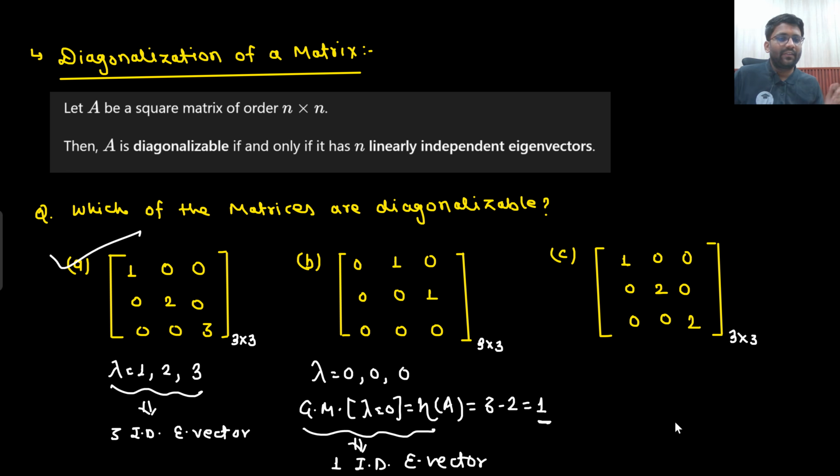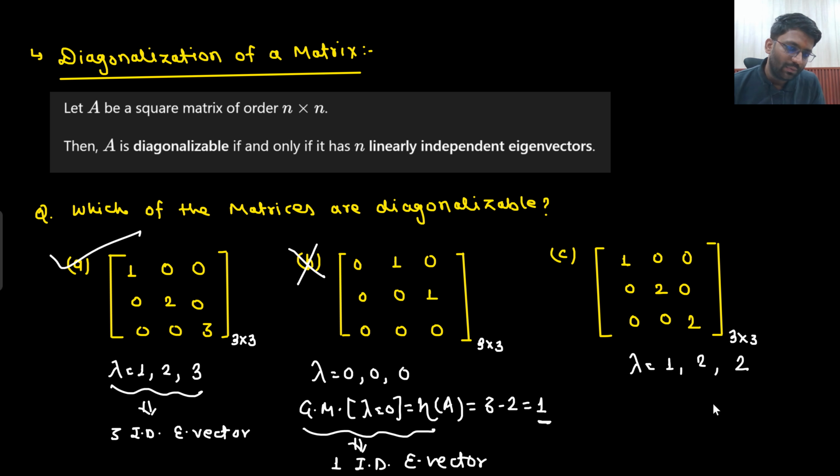These kinds of questions are very famous. They will set up 4 options and ask you which of them is diagonalizable, which of them is not diagonalizable. So sir, 3 eigenvalues I am having here. It is a 3 cross 3 matrix, but only one independent eigenvector I am getting, so not diagonalizable. Understandable?